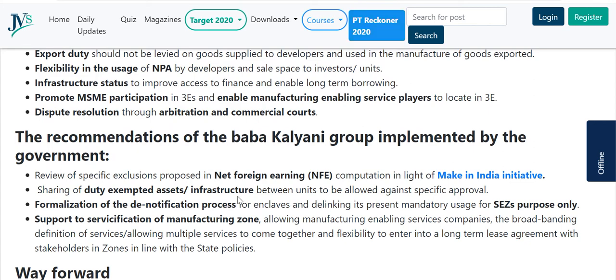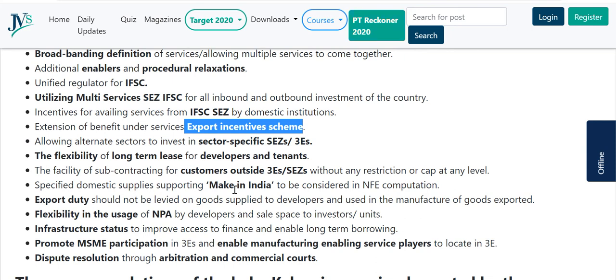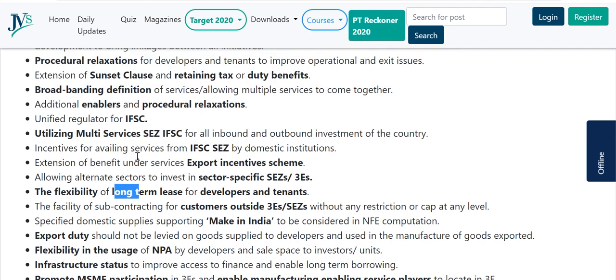So these are the new names for SEZ, according to the Baba Kalyani committee, which says that these would be employment and economic enclaves. So they should also get export incentive schemes, and they should allow different sectors to invest in these economic enclaves and employment and economic enclaves. And they should have the flexibility of long-term lease. So these developers should get flexibility.